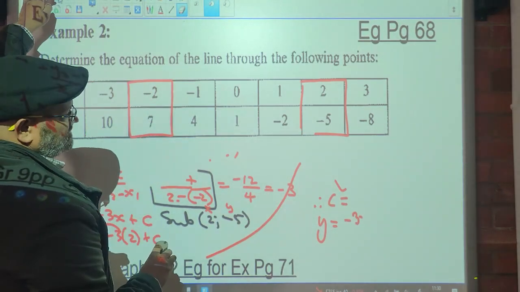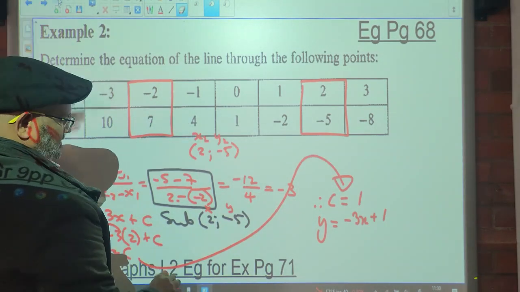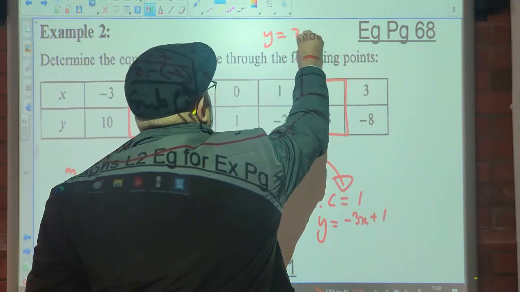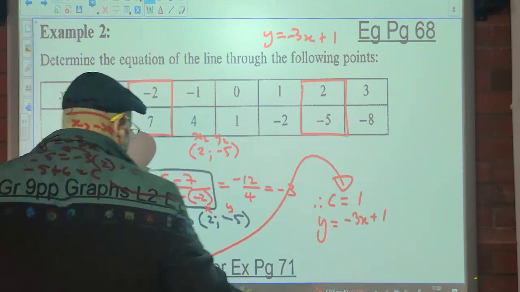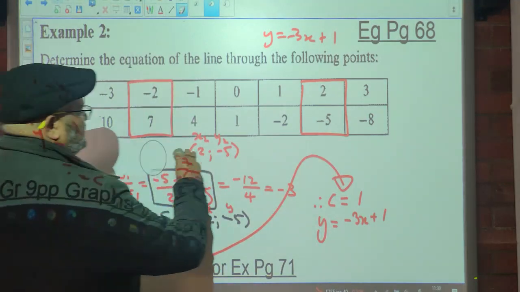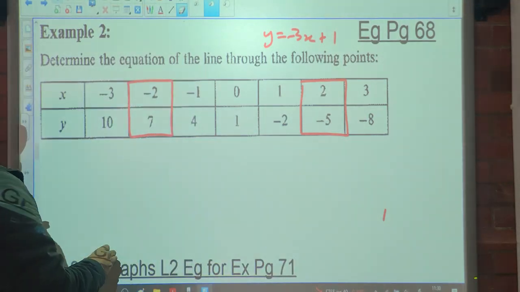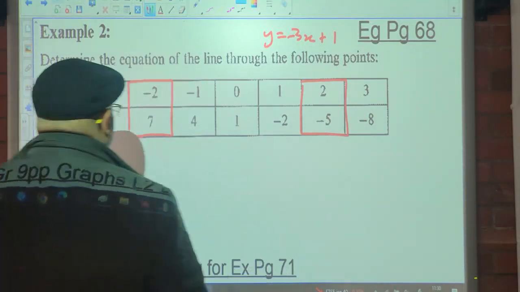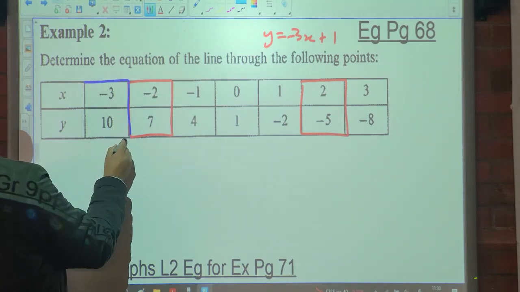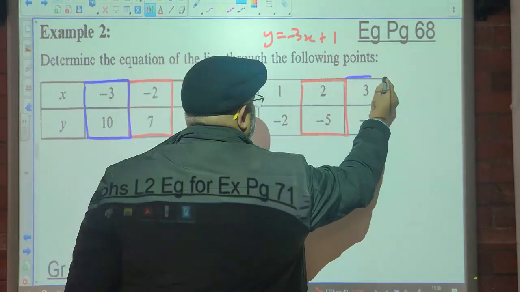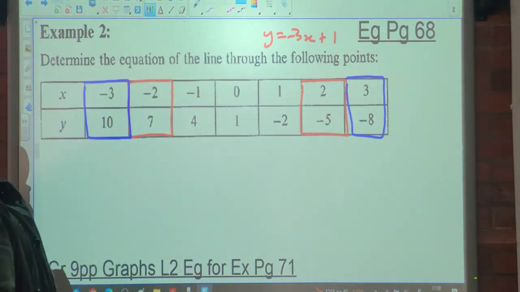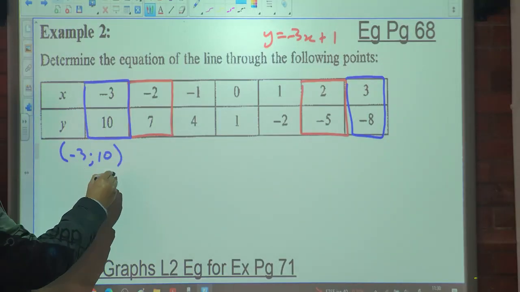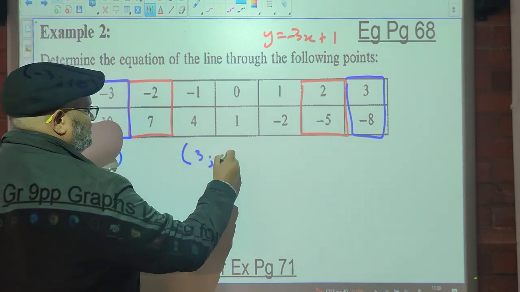What was the equation? y is equal to negative 3x plus 1. Okay. People, do we have to work it out twice in the exam? No, once is fine. Okay, let's choose the 2 extreme points. That one and this one. So the 1 point is negative 3 and 10. And 3 and minus 8.